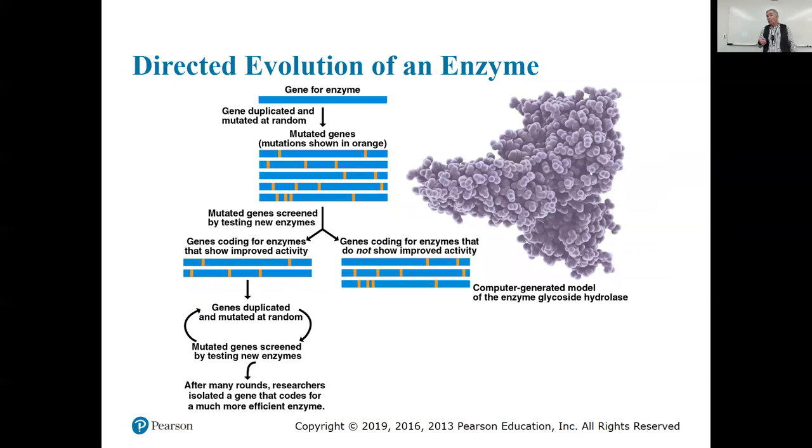And sometimes also new enzymes. Sometimes mutations can lead to new enzymes, which we're going to talk about later on when we talk about plastic eating bacteria. They have evolved in the past 60, 70, 80 years. Plastic eating bacteria have evolved because they evolved a new enzyme that can break down plastic.